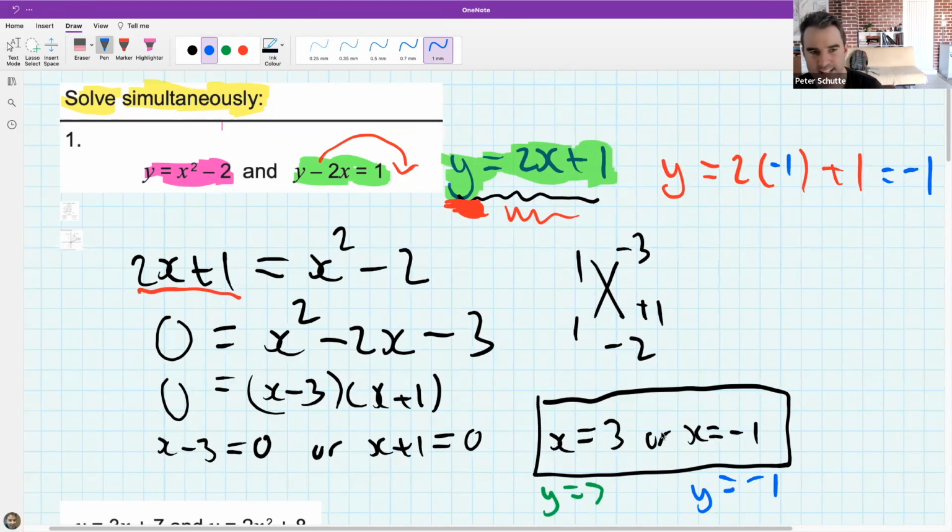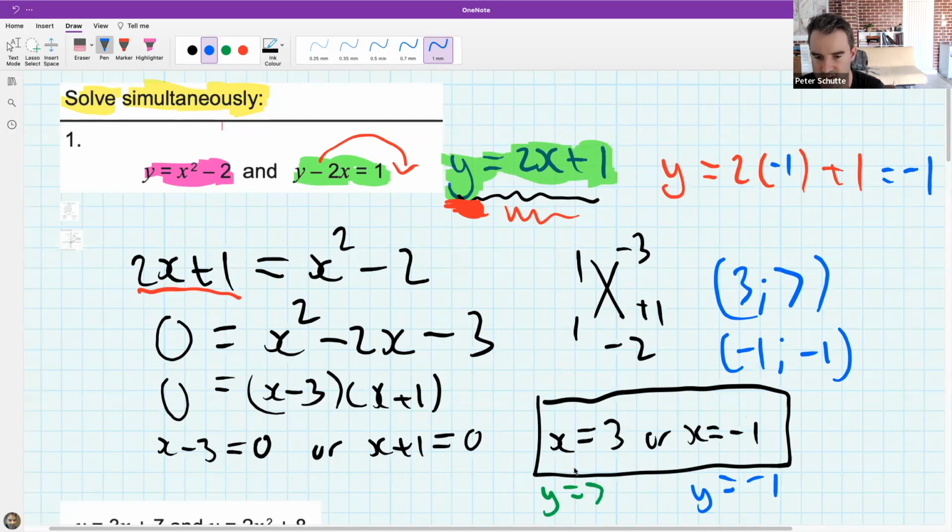So what does that mean? It means that the solution to this equation, or the intersection point, is 3, 7, or it can also be -1, -1, if they ask for an intersection point. If they ask for the simultaneous solution of x and y, you can just say x is 3, y is 7, x is -1, y is -1.